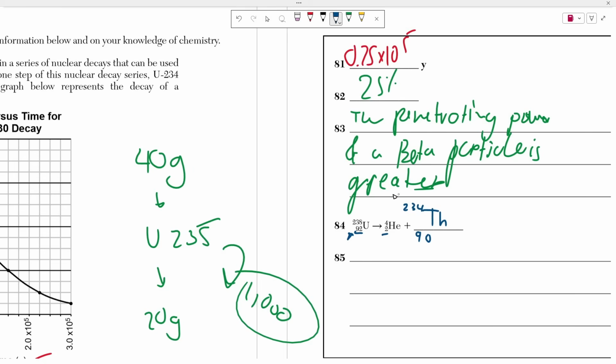Why? Well, because if we add up the top, on this side, there's nothing else other than this U-238. So that means that we're just adding 238 plus 0, which is 238. On this side, we have 4 and 234. If I add 4 plus 234, I get 238. So the top masses here are the same, and the bottom atomic numbers are the same, which means that this is balanced and written correctly.